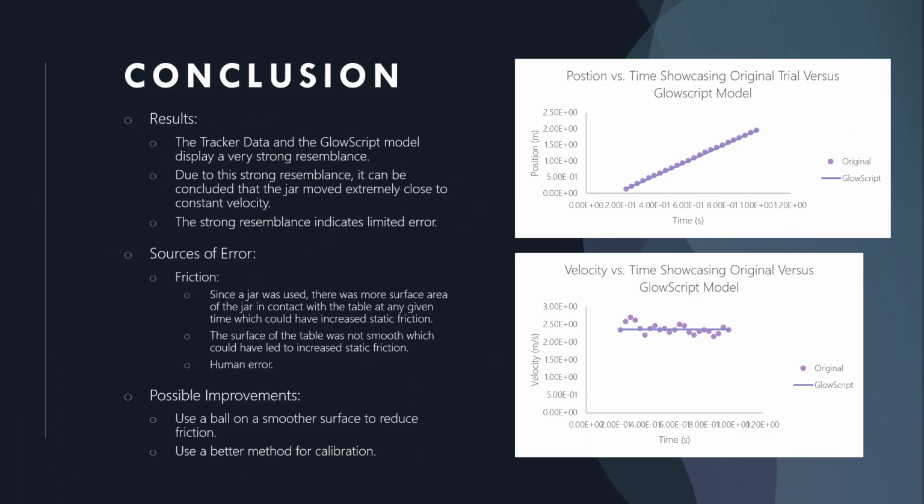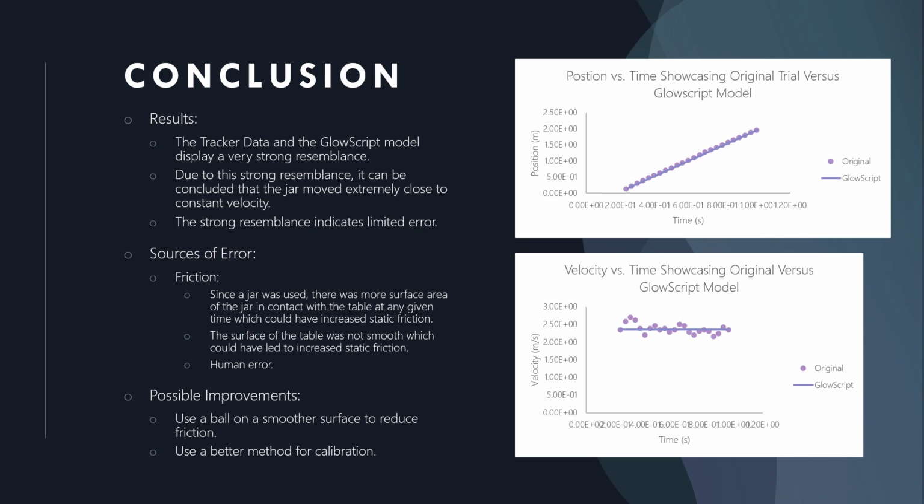For the conclusions, the Tracker data and the GlowScript model display a very strong resemblance, and due to the strong resemblance, it can be concluded the jar moved extremely close to a constant velocity. The strong resemblance also indicates limited error. As you can see on the Excel graph to the right, they both move at a very similar constant velocity, and there is limited error between the straight line of the GlowScript model and the data points of the original.